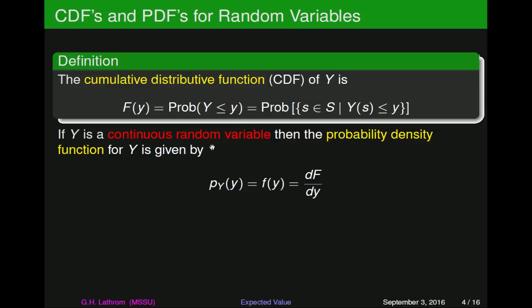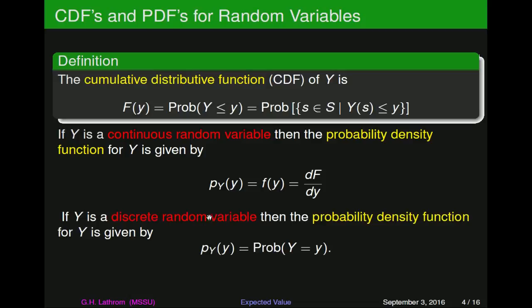If Y is a continuous random variable, then the probability density function for Y is the derivative of the cumulative distribution function with respect to little y. And in the discrete random variable case, the probability density function for capital Y is given by the probability that capital Y is equal to some value little y.